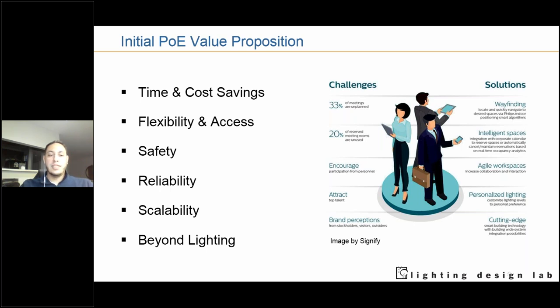But PoE also delivers flexibility and access. Without being tethered to electrical outlets and line voltage, devices can be located wherever they're needed. That's the whole idea behind the IP cameras. Security cameras can be mounted anywhere as long as they can be reached with an Ethernet cable. And they can ultimately be tied to a lighting system as well and communicate to it. So there's the beauty in that.